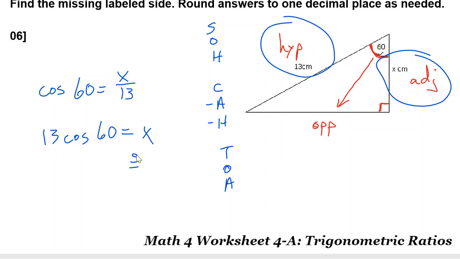And then when we go into the calculator, 13 cosine 60, and I get 6.5 exactly. So I no longer need that dot on the top. It is exactly 6.5. Remember, the dot over the equal sign means that I just rounded that thing.